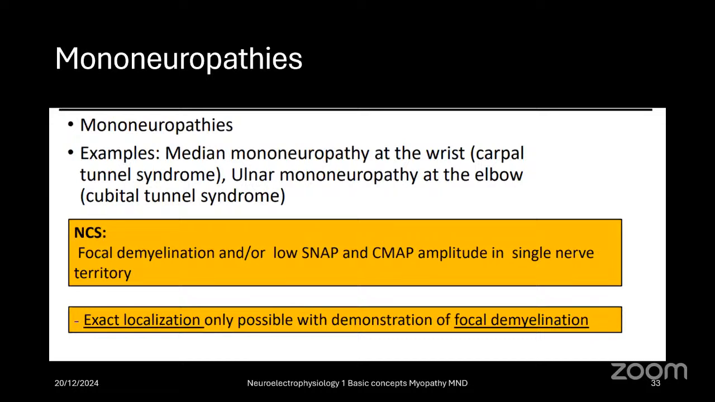Mononeuropathy. What are mononeuropathies? Examples are carpal tunnel syndrome or cubital tunnel syndrome, where median nerve mononeuropathy occurs, or ulnar mononeuropathy at the elbow, cubital tunnel syndrome, tarsal tunnel syndrome in the lower limb, where there is a focal demyelination and or low SNAP and CMAP amplitude in the single nerve territory. Exact location is only possible with demonstration of focal demyelination. That's what we do with the inch technique. Inch by inch, you go on stimulating the nerve.